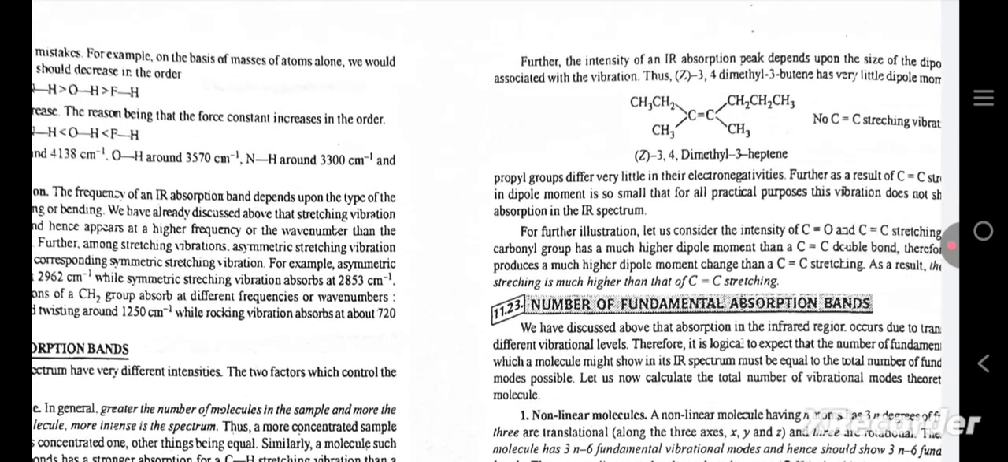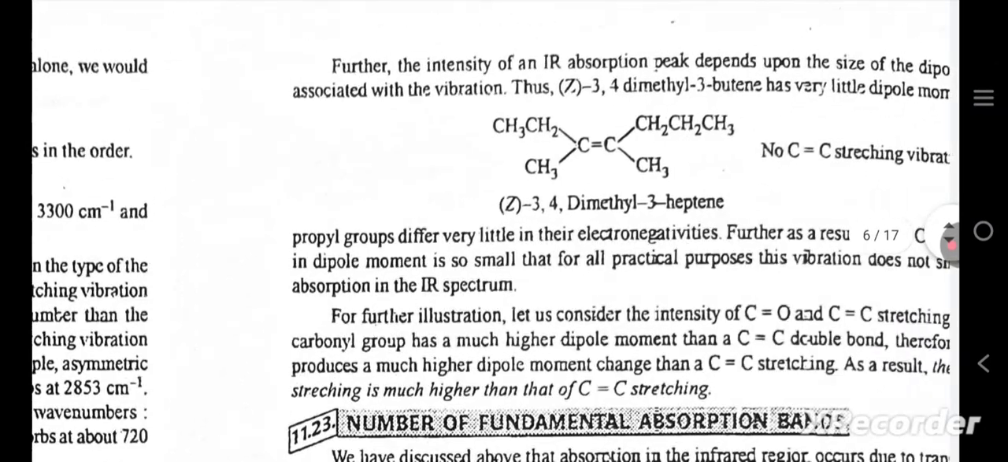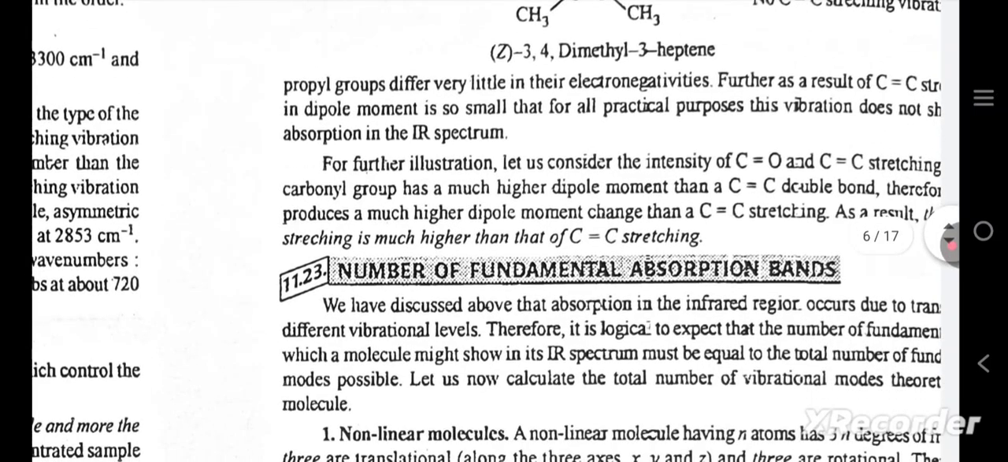Further, the intensity of an IR absorption peak depends upon the size of the dipole moment associated with the vibration. Thus, 3,4-dimethyl-3-hexene has very little dipole moment. Its alkyl groups differ very little in their electronegativities. As a result of the C=C structure, the dipole moment is so small that for all practical purposes, this vibration does not show absorption in the IR spectrum.